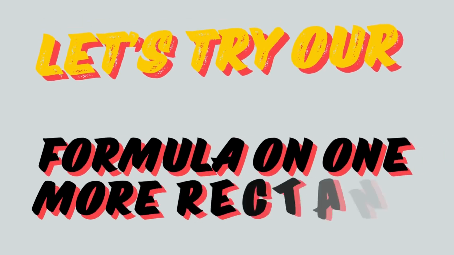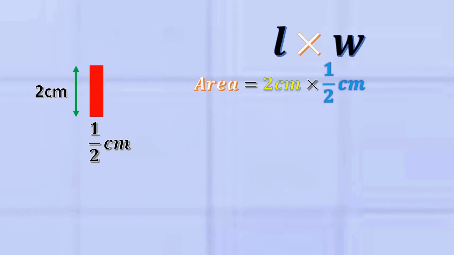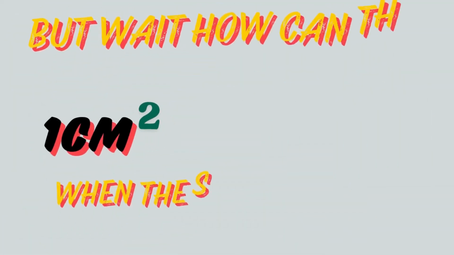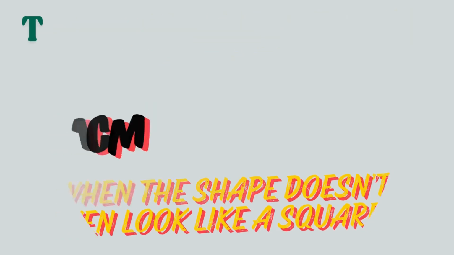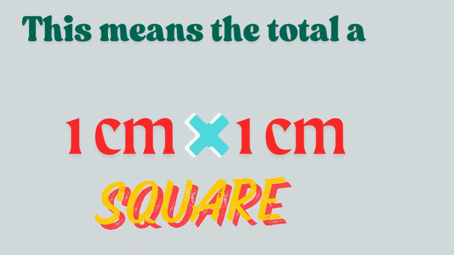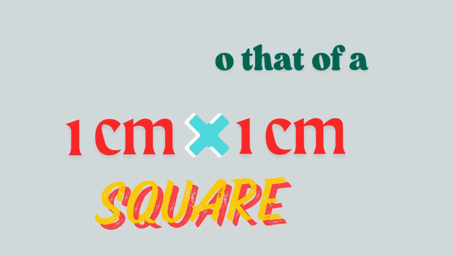Let's try our formula on one more rectangle. This rectangle measures 2 centimeters by half a centimeter. To find the area, we multiply. 2 centimeters times 1/2 centimeter equals 1 square centimeter. But wait, how can the area be 1 square centimeter when the shape doesn't even look like a square? Well, this means the total area is equal to that of a 1 centimeter by 1 centimeter square.